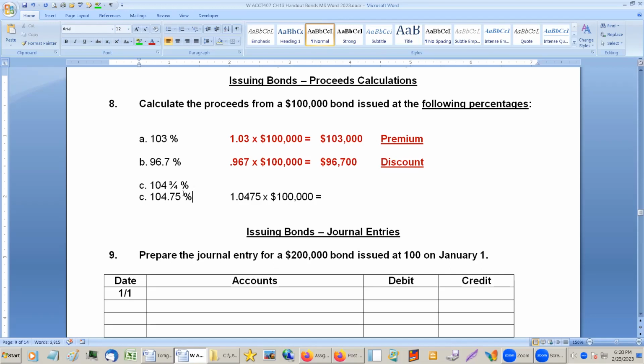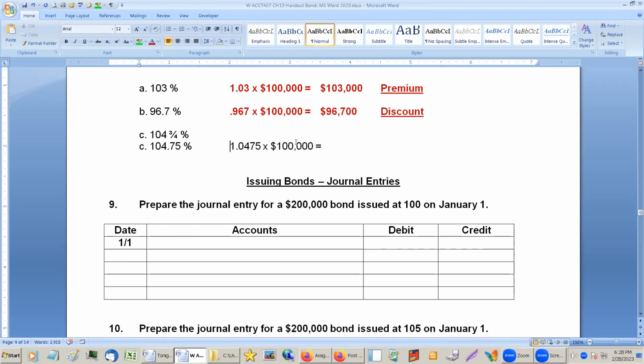Why is this one so much bigger? Oh, it's not. You know what it is? It's longer. That's fine. And that would be a premium also, right?